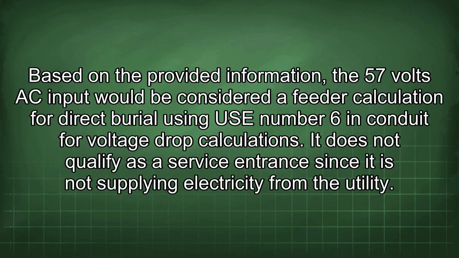Based on the provided information, the 57 volts AC input would be considered a feeder calculation for direct burial using USE number 6 in conduit for voltage drop calculations. It does not qualify as a service entrance since it is not supplying electricity from the utility.